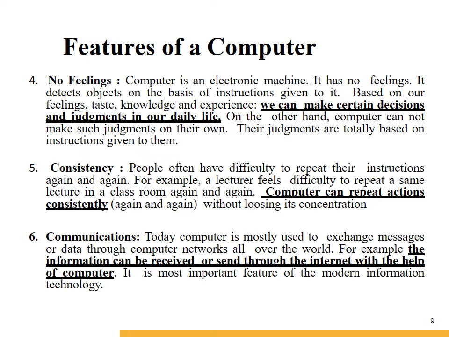So now next is communications. Today the computer is mostly used to exchange messages or data through computer networks all over the world. For example, information can be received or sent through the internet with the help of a computer. It is the most important feature of modern information technology.